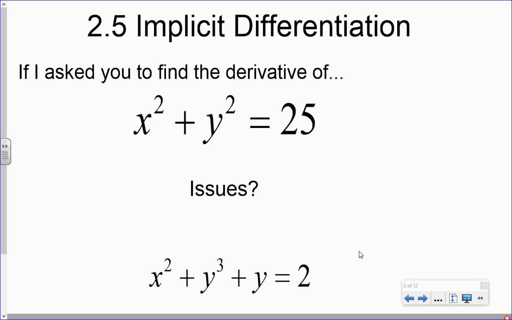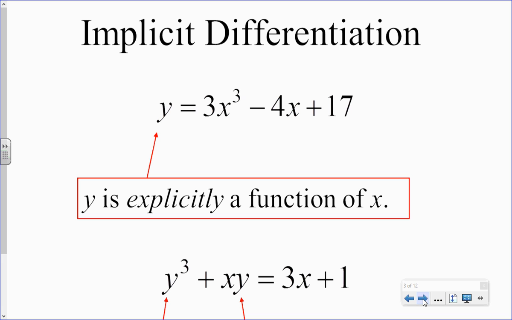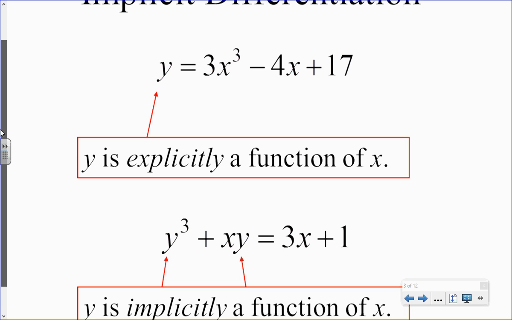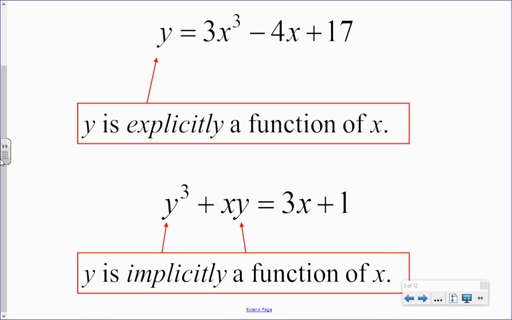So these are what we call implicit equations. Explicit functions are where y is explicitly written as an equation of x. So y is solved for and explicitly written as a function of x. Versus this guy right here, which is implicitly written as a function of x. It is not solved for y, and there's really not a way to solve for y.